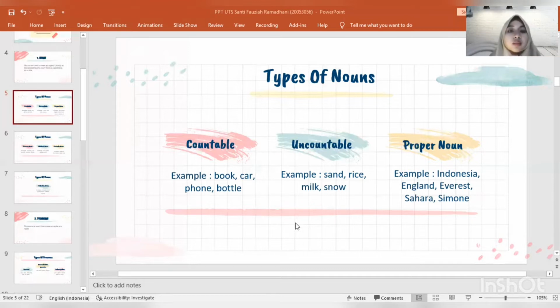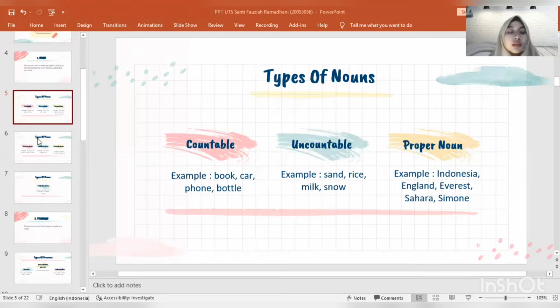The third is proper noun. It is a noun in the form of a name or nickname, so the first letter is capitalized. Proper noun can also be referred to as a specific noun, referring to the naming of an object, nickname, or name. For example, Indonesia, England, Everest, Sahara, and many more.